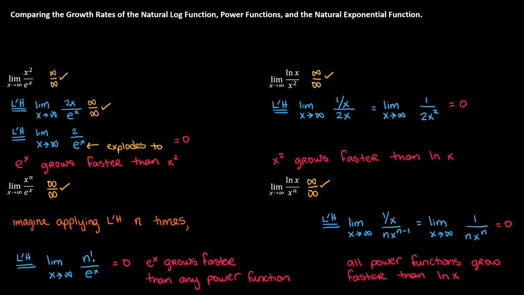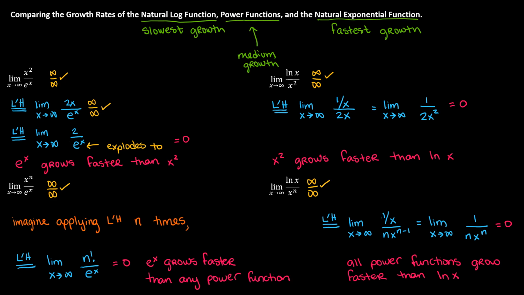So for the 3 different groups of function, natural log, power, and natural exponential function, the exponential function's the fastest, the natural log function is the slowest, and the power function is just right. That's the medium growth rate compared to the other two. And again, that's any power function you could dream up. So x to the nth power.